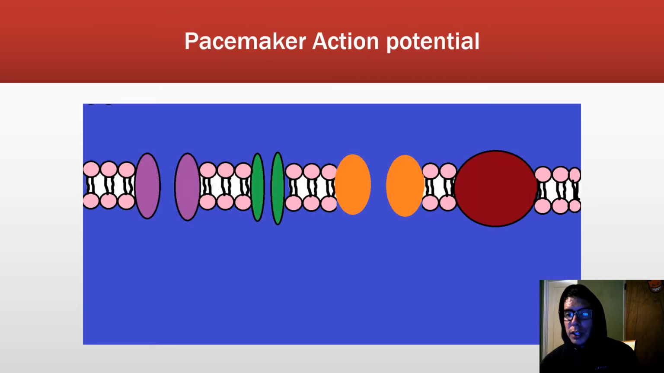So first we're going to talk about an action potential within a pacemaker cell. These cells are the ones that are usually responsible for initiating a heartbeat, because that's ultimately what an action potential does. As it spreads through the heart, the end result is a single heartbeat.